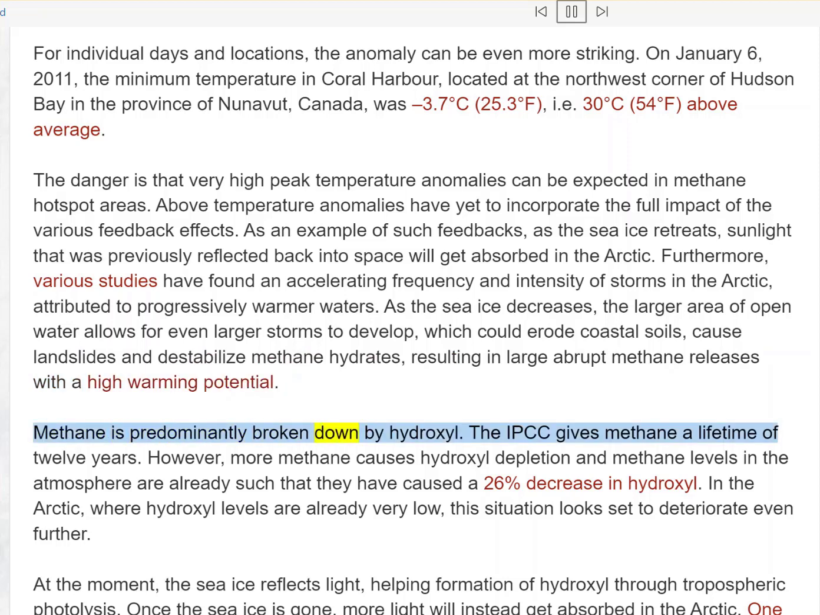Methane is predominantly broken down by hydroxyl. The IPCC gives methane a lifetime of 12 years. However, more methane causes hydroxyl depletion, and methane levels in the atmosphere are already such that they have caused a 26% decrease in hydroxyl. In the Arctic, where hydroxyl levels are already very low, this situation looks set to deteriorate even further.